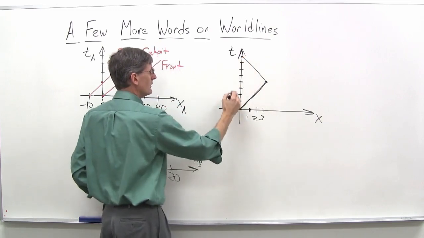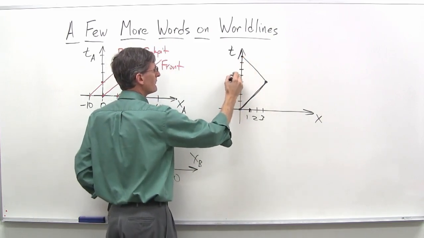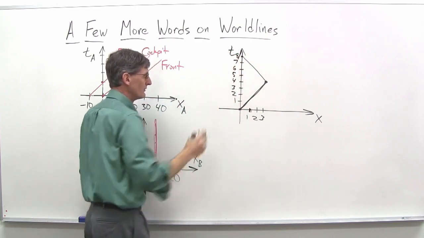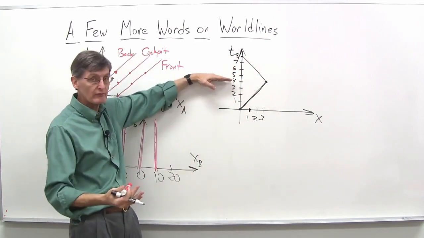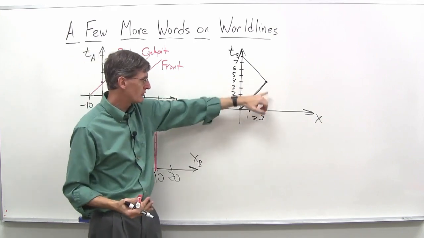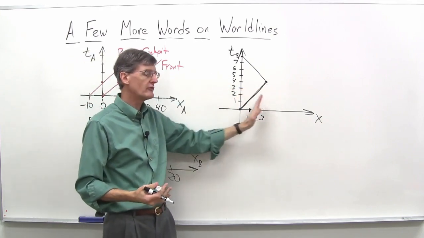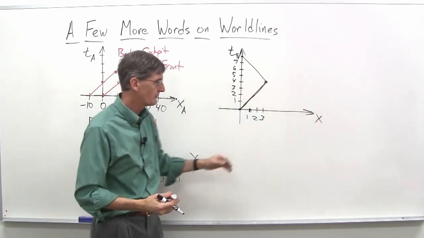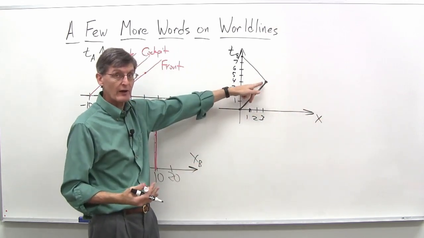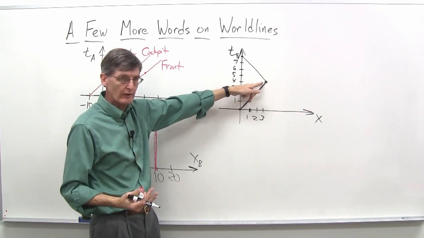Okay, so we'll go 1, 2, 3, 4, 5, 6, 7, 8. Okay, so at time t equals 4 seconds, 4 minutes, 4 years, whatever it happens to be, it's at position 3. It's moved in the positive x direction. And if it kept going, it'd just keep moving in the positive x direction. But evidently, it stops and changes direction at that point.